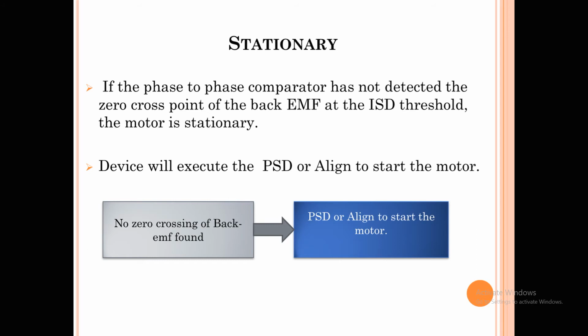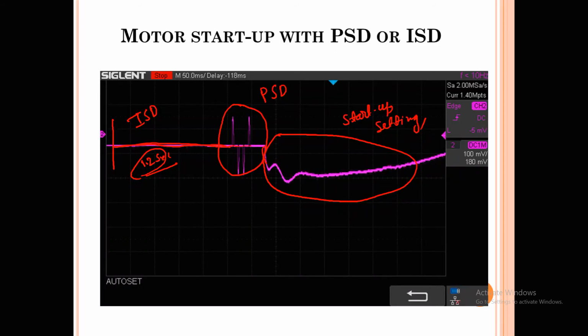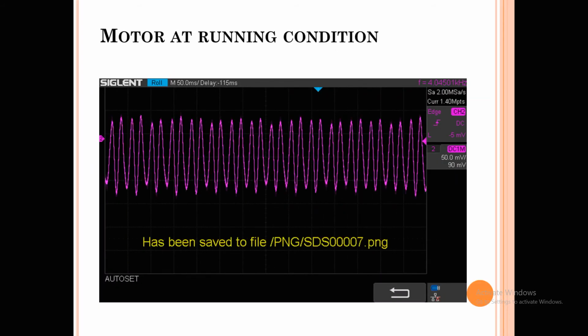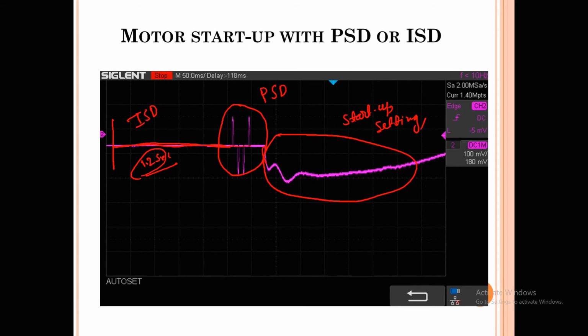So if it is in a stationary condition, it has to go for the ISD or PSD startup setting, and we will start the motor accordingly. Okay, same point: when your motor is in a stop condition, how it's going to initiate the PSD setting, and then it will go with this one.